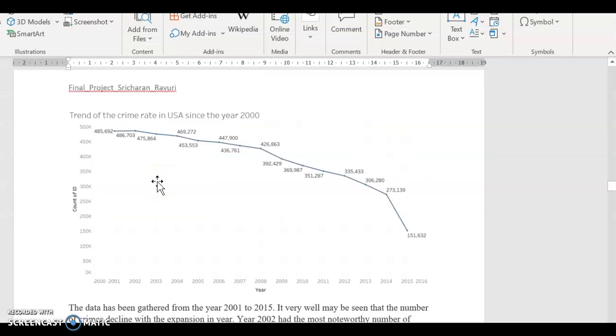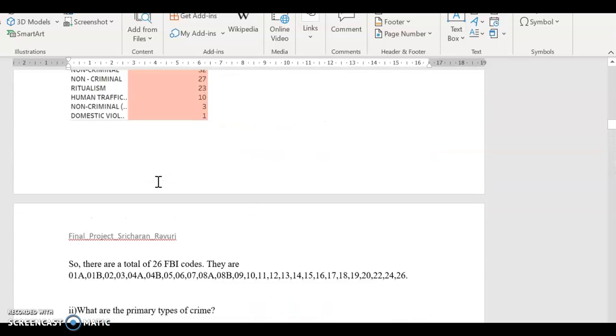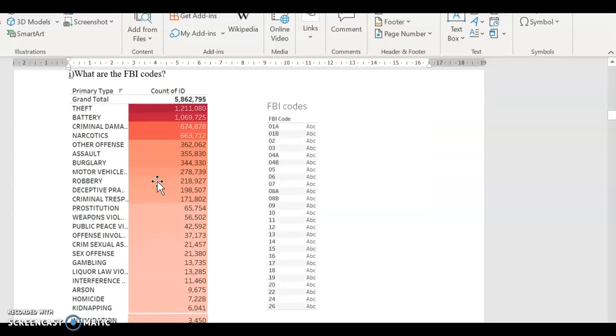So this is part 2, which is visualization of a large dataset using Tableau.